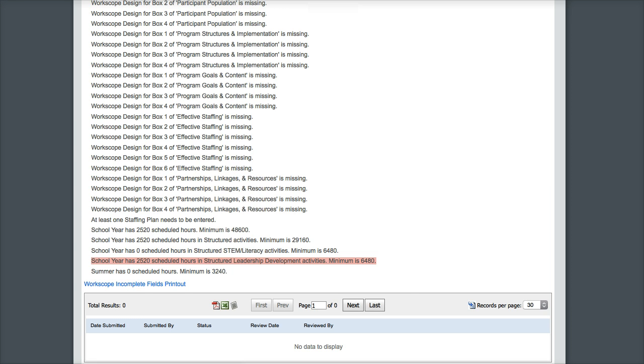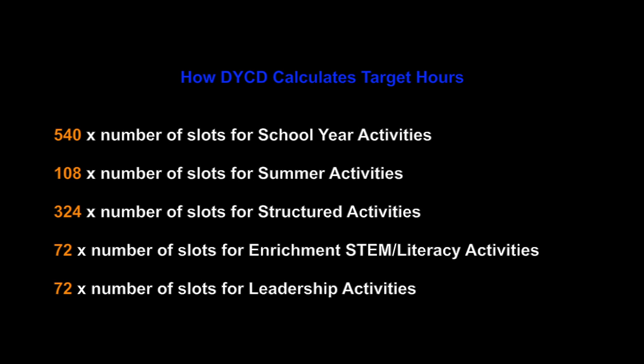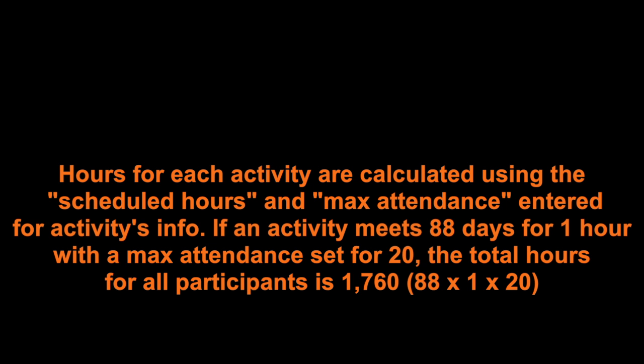If you're like me, you're wondering how DYCD sets target hours and calculates projections for your activities. First, DYCD sets targets for the following 5 categories: school year, summer, structured hours, enrichment, and leadership development. These numbers represent the minimum hours that will need to be scheduled for the next fiscal year. For target hours, DYCD multiplies the benchmark for the category by the total number of funded slots allocated to your program. Each activity entered into the Workscope schedule will run a projected number of hours.